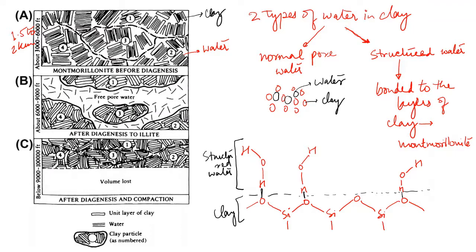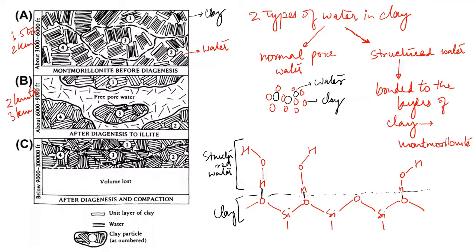Here, before the diagenesis, you can see that clay particles number 1, 2, 3, and 4 are quite widespread. There is a lot of gap between them, and they contain this normal pore water. But beyond 2 kilometers, from 2 to around 3 kilometers, what is happening here? The diagenesis is going on and the montmorillonite is changing to illite.